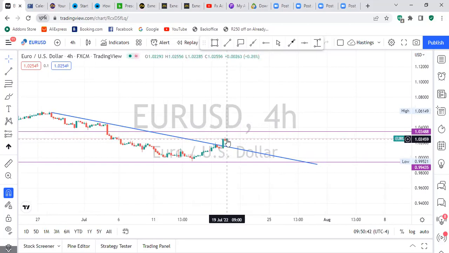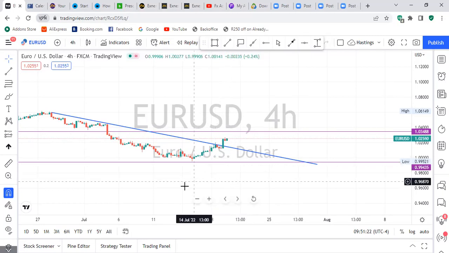So the price is now here, right? Because it broke on the 19th of July at 1 a.m. This is New York time. It broke at 1 a.m. New York time, and now it's 9 a.m. New York time, right? Now we need to know if it's going to come back again and test this trend line to go up, or if it will test and break it and come back down.